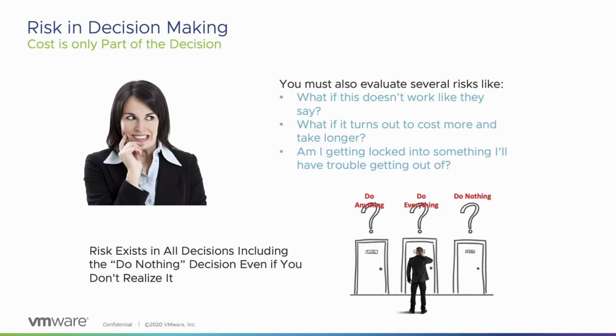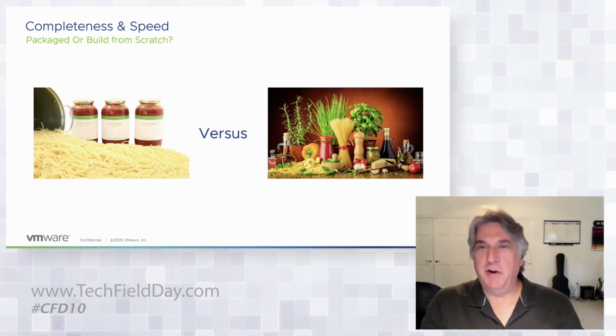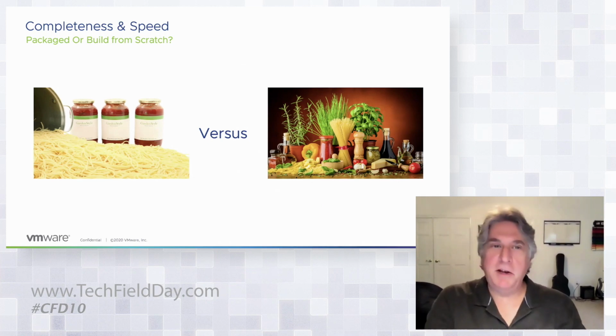So let's take a look at how we apply that approach to VMware Cloud on AWS. The first thing I look at is completeness and speed. So we're going to talk about spaghetti sauce here. On the left-hand side, we can go with a pre-packaged solution. Everything's in there, ready to go. It's very easy to implement. We just open the can and we're ready to go. So high speed and a pretty good degree of completeness.